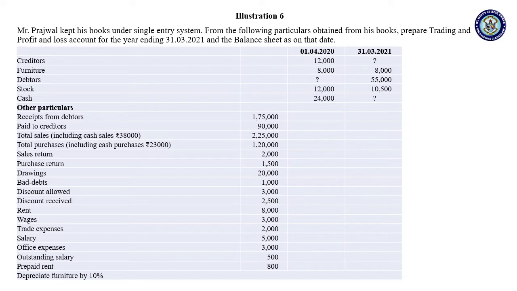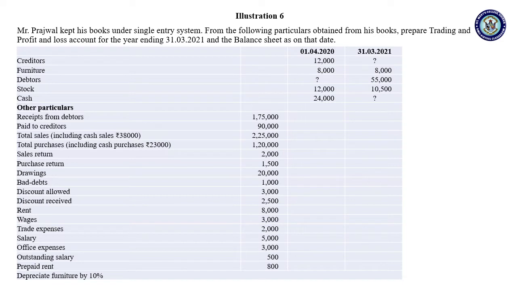The opening balance sheet is called the statement of affairs as on 1/4. We do not call it a balance sheet because these are incomplete records and we cannot prepare a balance sheet, so we are just naming it a statement of affairs. Then we have the other particulars.